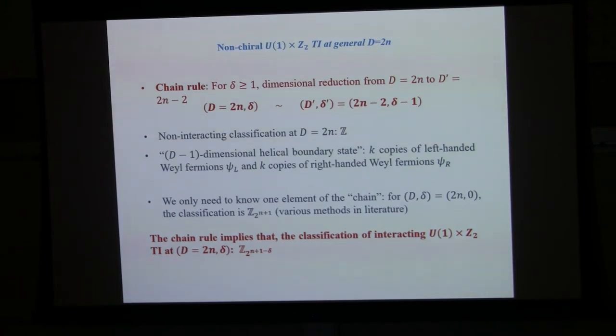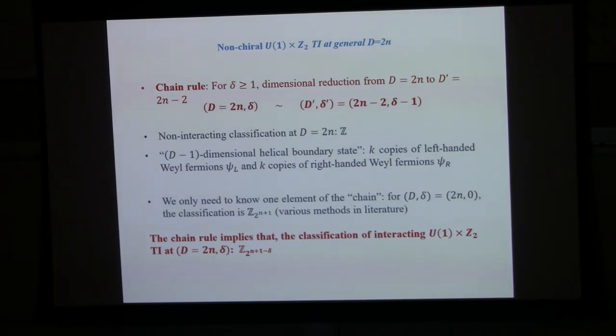Okay, you can see there's a whole chain. For general 2n and a delta, there's a whole chain. This means that we only need to know the classification of one element of the chain to know the entire chain classification. And actually, this means that this chain rule significantly simplifies the problem.